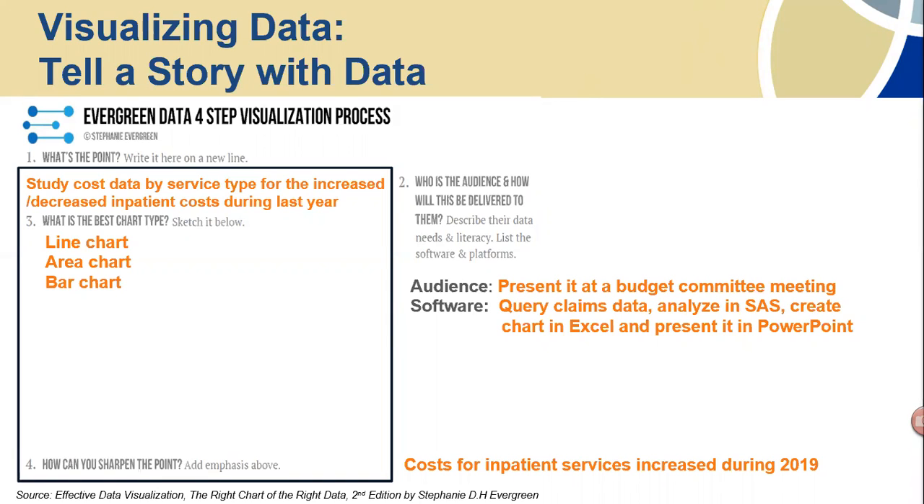So addressing question number 1, what's the point? Well, I want to study the data by service type for cost increase or decrease over the period of the year. For question 2, who's the audience? Well, I'll deliver my data to the budgetary committee. I will first query the claims data, then I'll analyze the data in SAS, which is a statistical program. Then I'll create my Excel charts, and then I'll put it in the PowerPoint presentation. So in this case, I'm using 4 different types of software to finally be able to share my results.